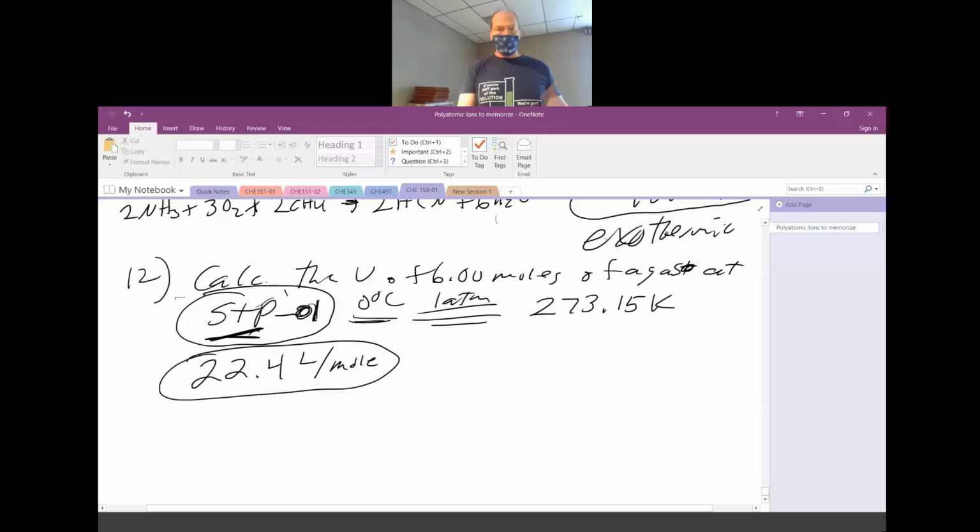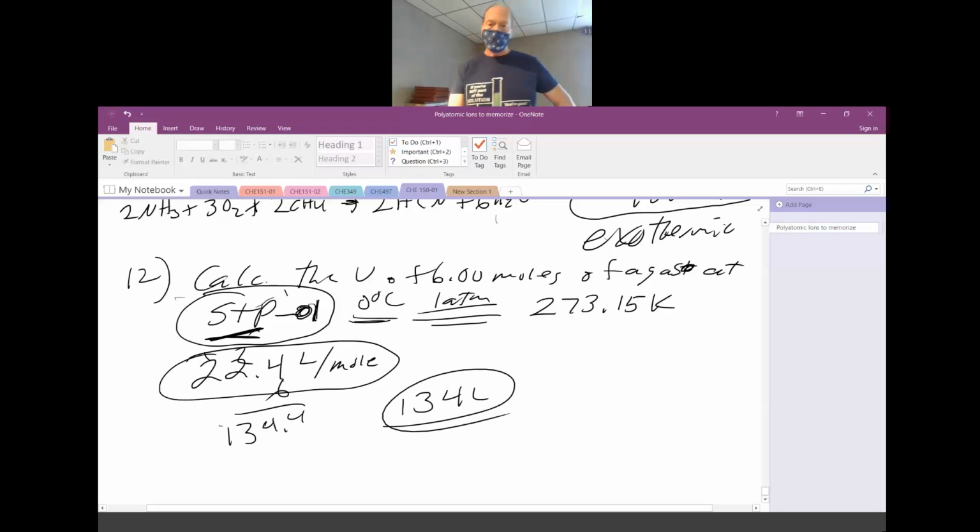All right, because like this one, what's the volume of 6 moles? You simply multiply it by 6, and you have your answer, which is 134 to the correct sig figs, 134 liters. The other way to do it is, of course, PV is equal to nRT, and we want to know the volume. So the volume is equal to nRT over P.